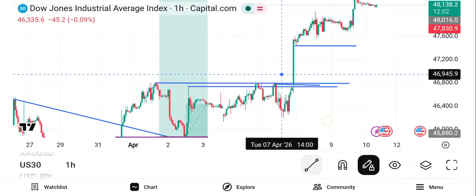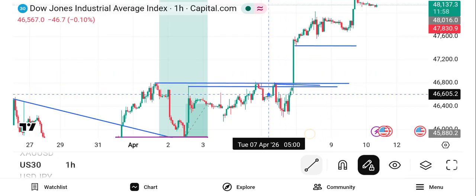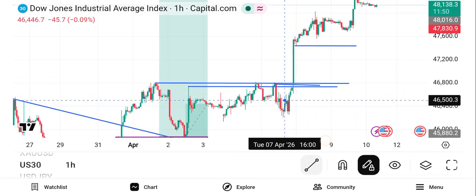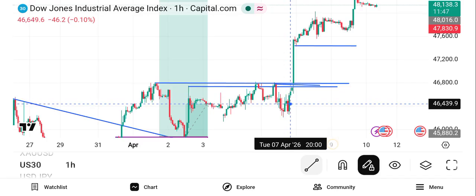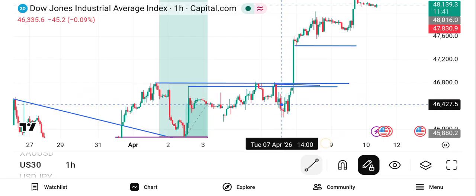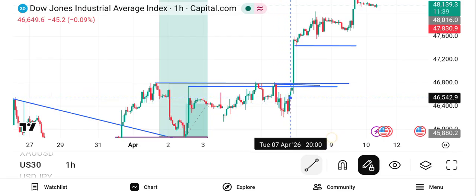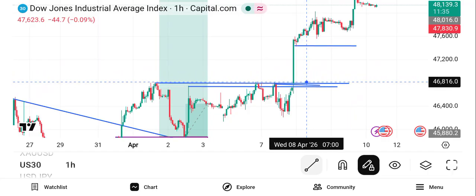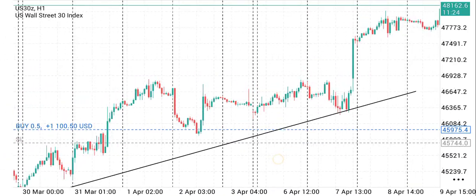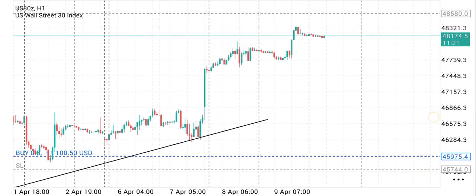And don't forget, we use two POIs, which is a breaker block and an order block. So you can see that there is also an order block here. You can see this bearish candlestick and this bullish candlestick is another point of interest that we have here. So I don't want the video to be too long, so I'm going to pause here.